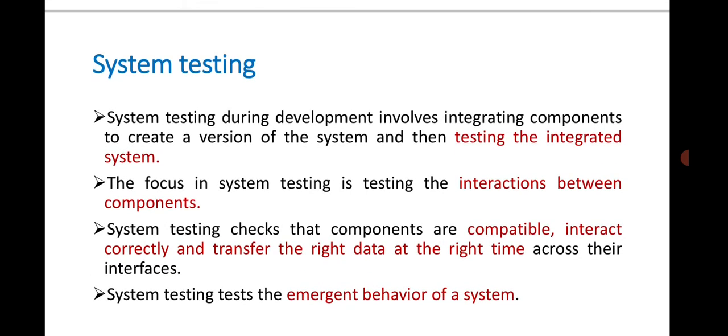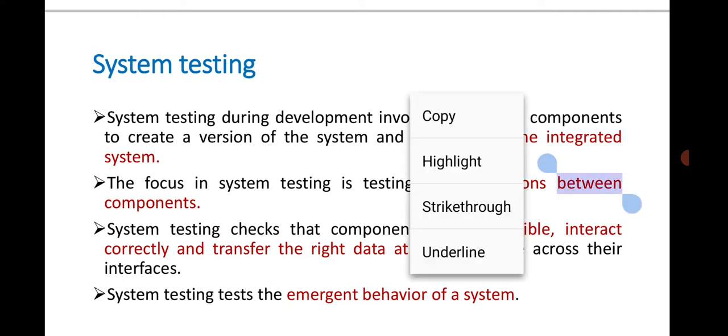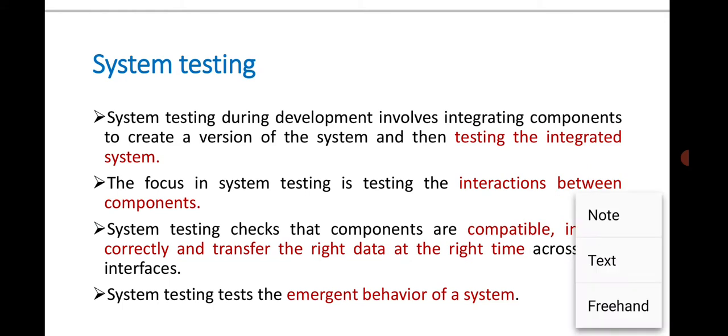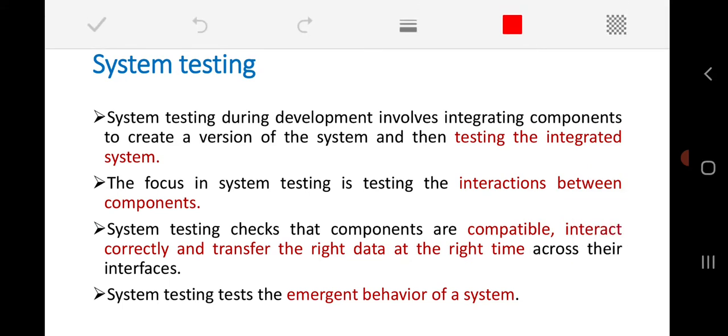Just have a look at some of the important points here. System testing is done during development, which involves integrating the components to create a version of the system, and then testing the integrated system. As I just told, we integrate more than one component to get a system, and the testing is done on that particular version of the system. The focus in system testing is testing the interaction between the components.